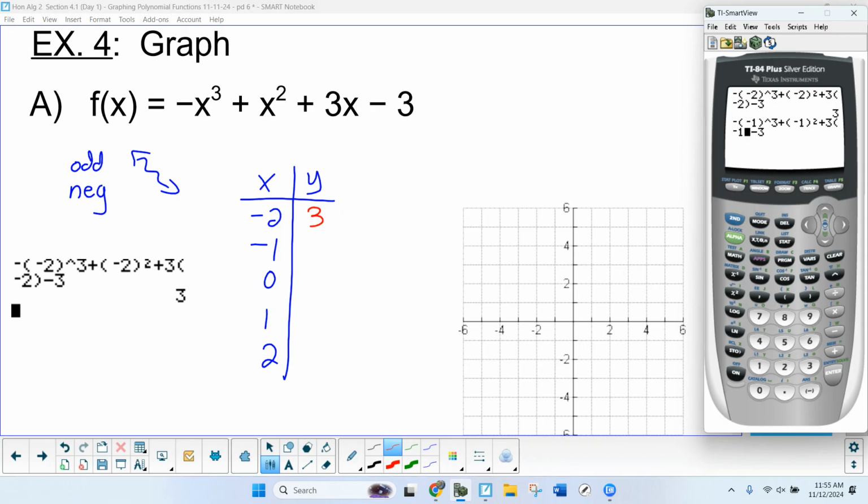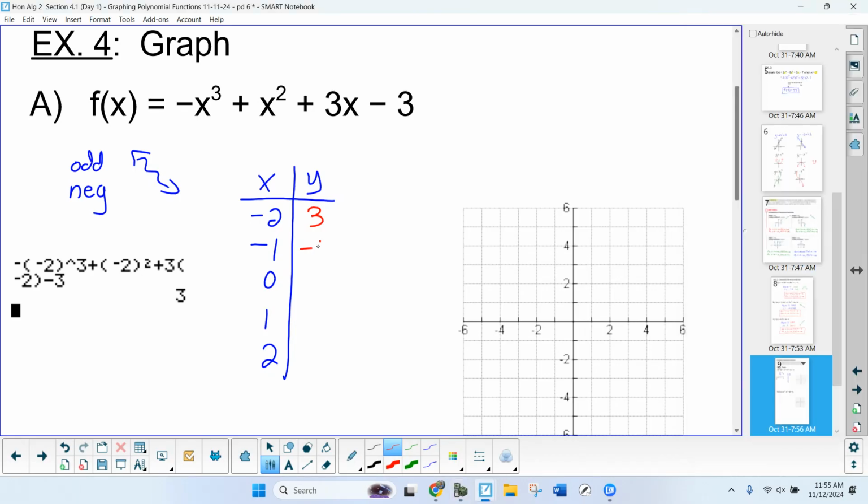So again, that was second entry, or you go up and get it. And what do you guys get for -1? -4. Now, 0, you should not have to put in your calculator, because if all the x's are 0, they go away. What's your answer? -3.